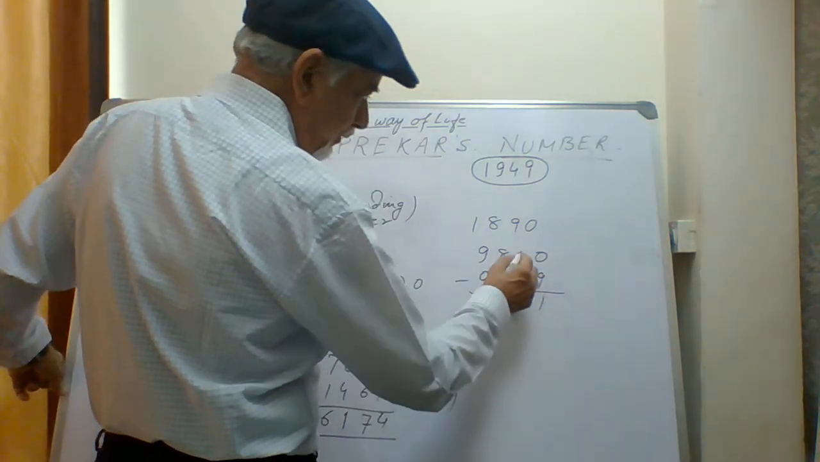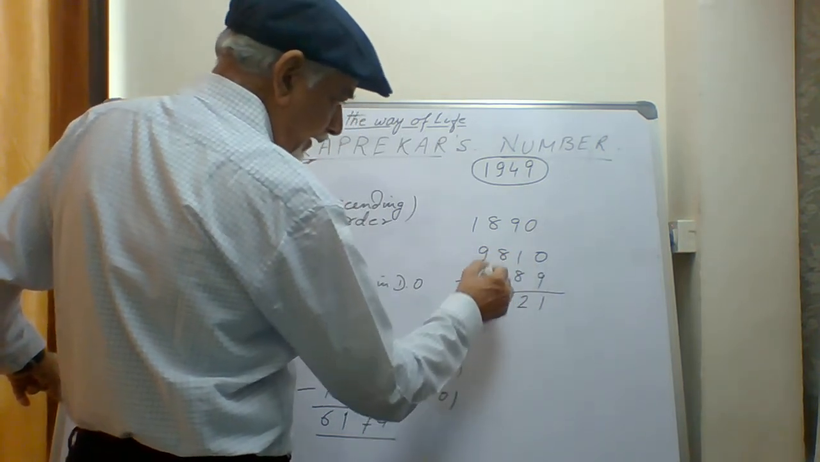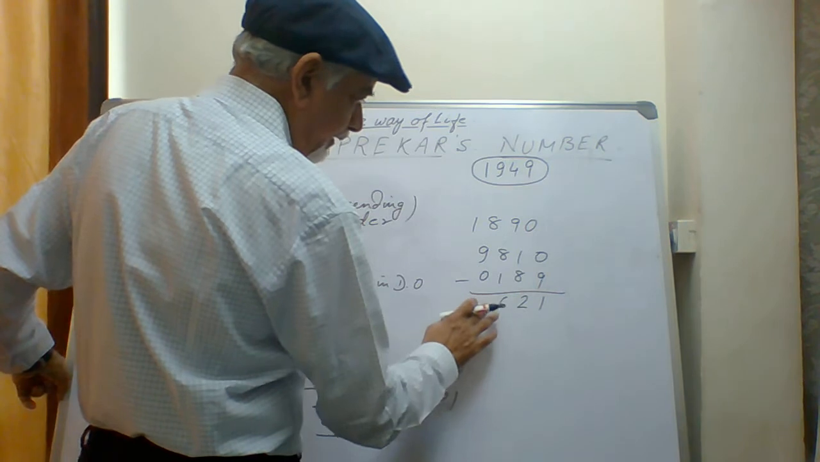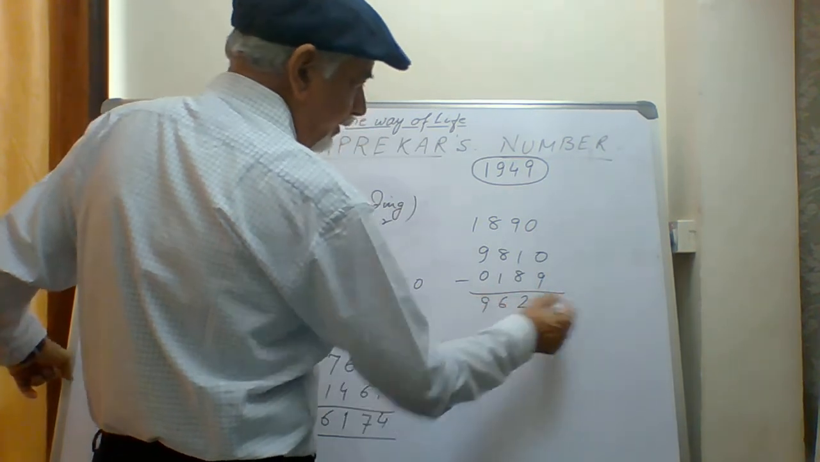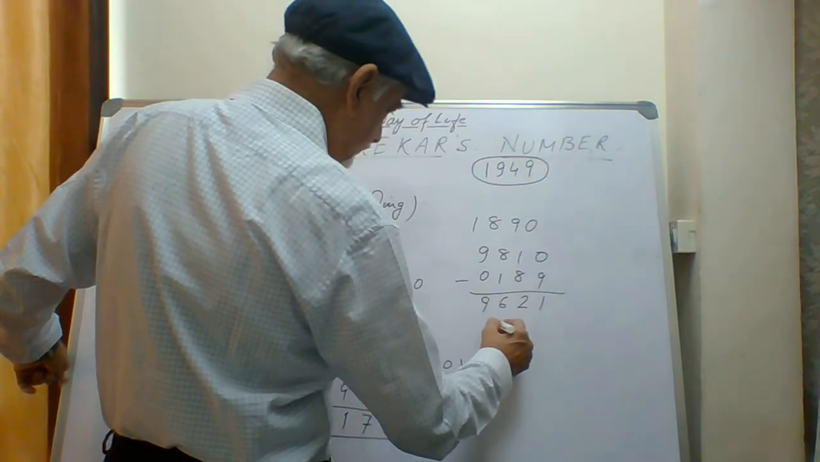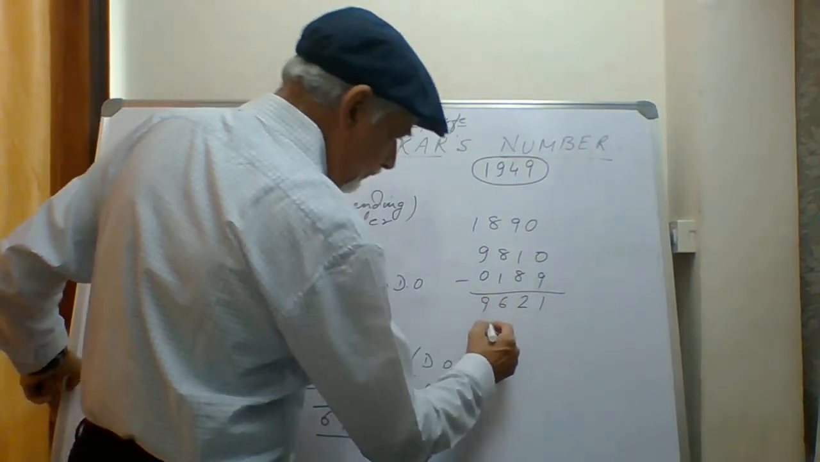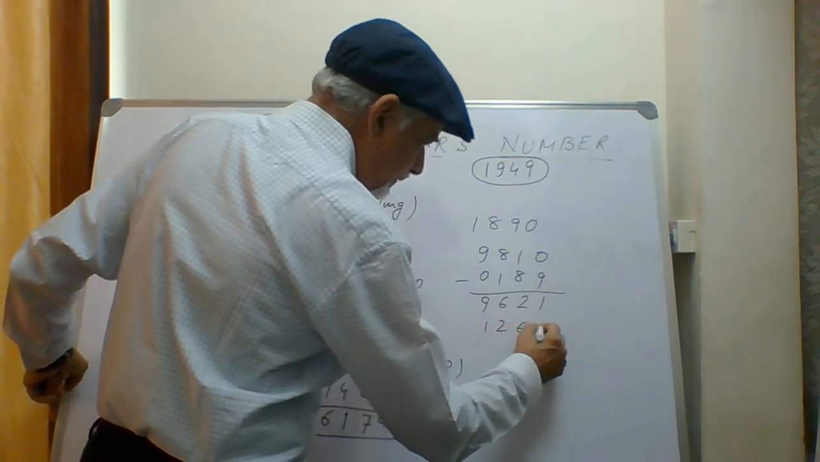Then again, 10 minus 9 is 1, 0. 10 minus 8 is 2. 7 minus 1 is 6. And 9 minus 0 is 9. Now you change the order. The descending order is already there, so you have to write 1, 2, 6, 9.